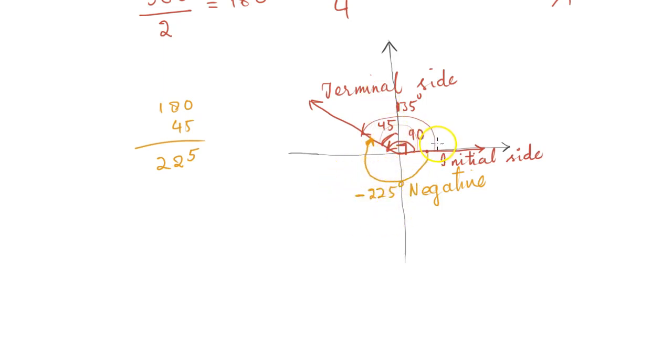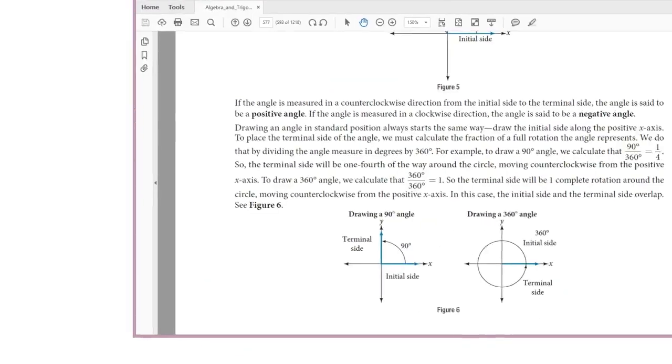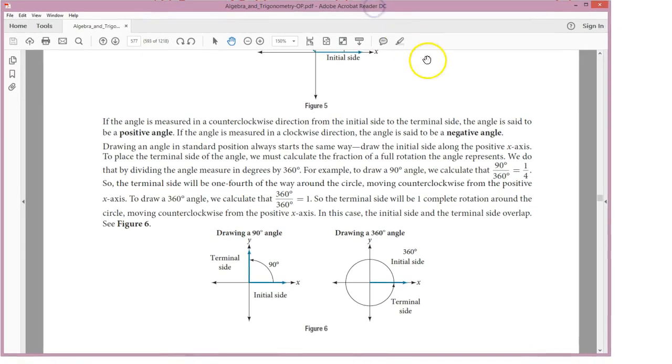In a clockwise direction I go this way, and in a counterclockwise direction, I go this way. And so I will have an angle of 135 degrees, and it's a positive angle. So that's basically the whole story here about angles. If you understand this much about angles, you will be able to use these angles very easily in trigonometry that we are going to have in the next videos here.